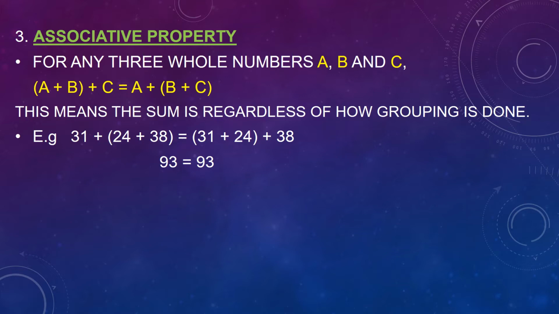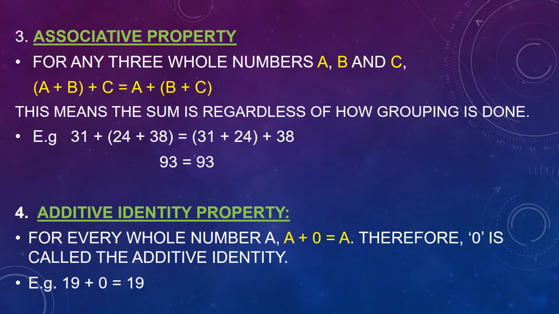This is associative property. Next property is additive identity property. For every whole number a, a plus 0 is equal to a. Therefore, 0 is called the additive identity. The whole number 0 is called the additive identity since when it is added to any whole number, the sum is identical to that whole number. Example, 19 plus 0 is equal to 19.